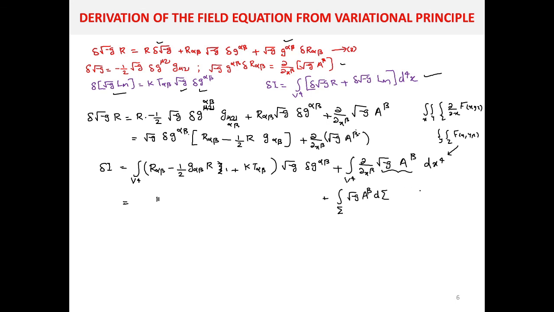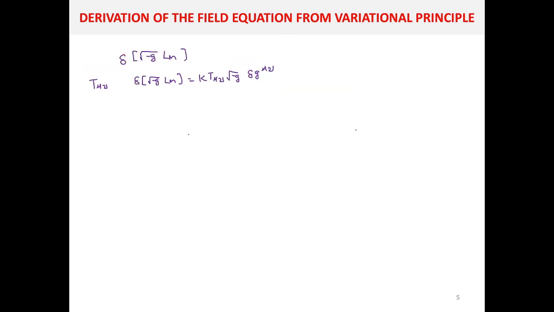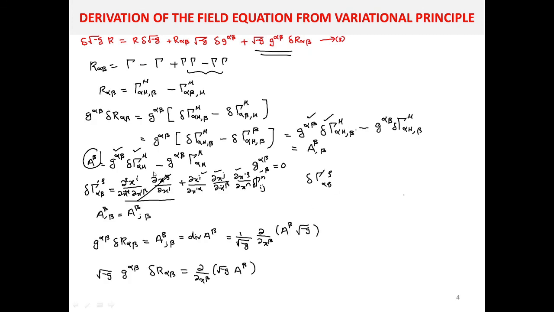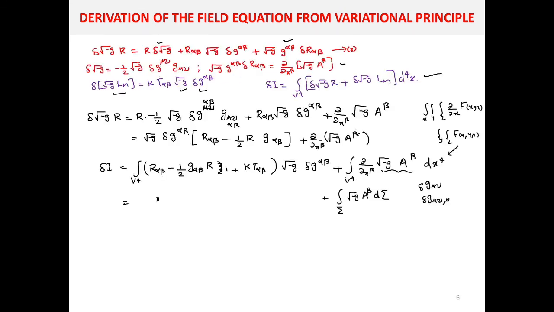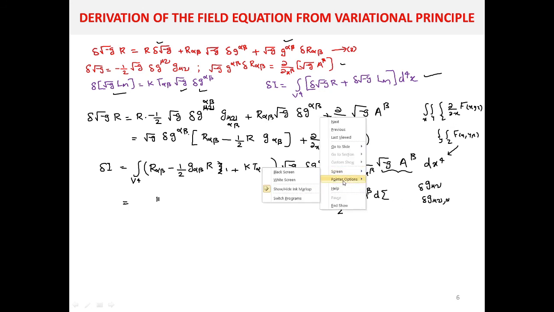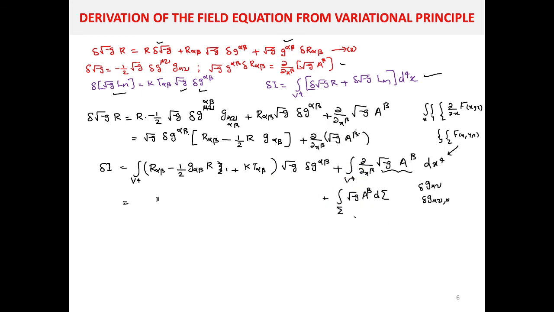But when we started our derivation, we have taken δ of g^μν and δ of g^μν comma alpha vanishing at the boundary. Then what is the value of A^β? We have defined A^β in terms of the Christoffel symbol of the second kind, so it will depend on the metric tensor and its derivative. Since at the boundary this δ of g^μν and its derivatives vanish, we can substitute 0 for this particular integral, so it becomes 0.